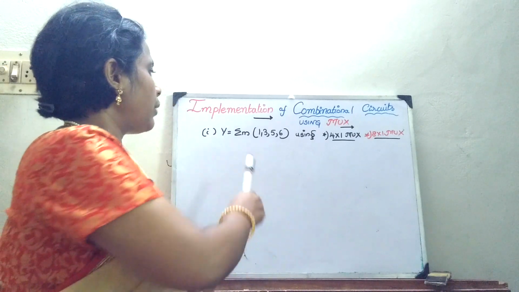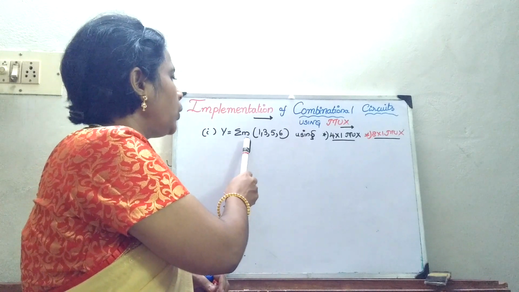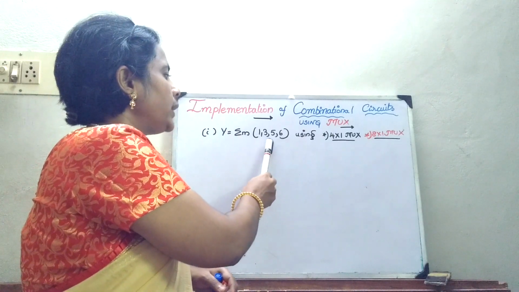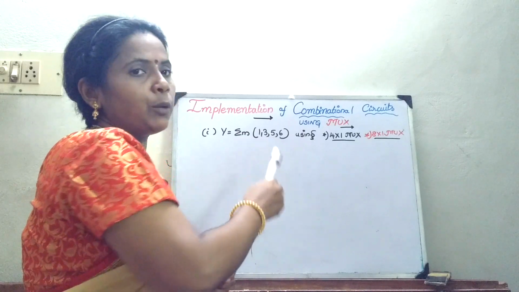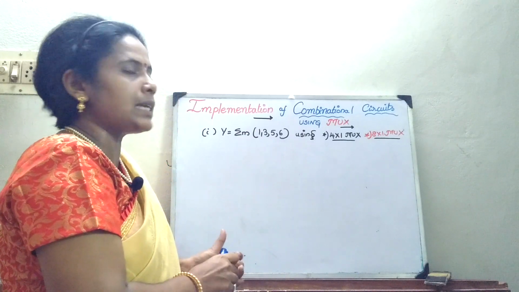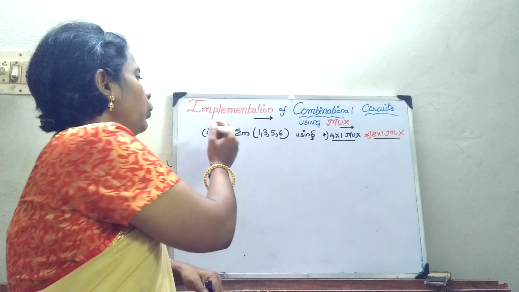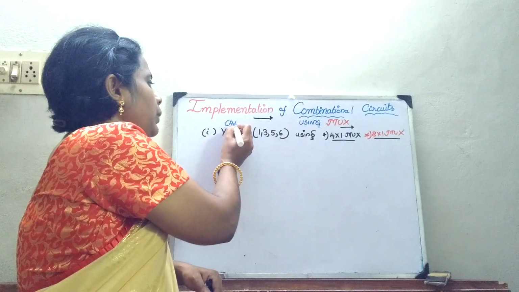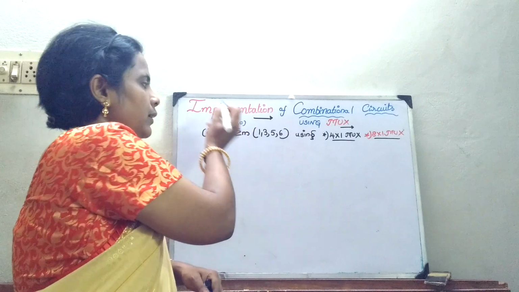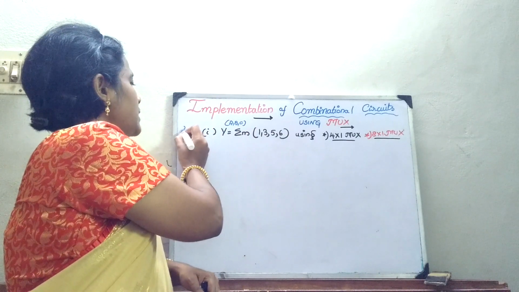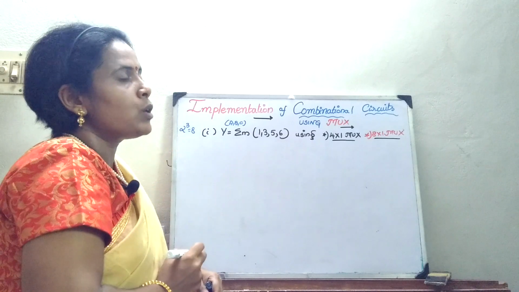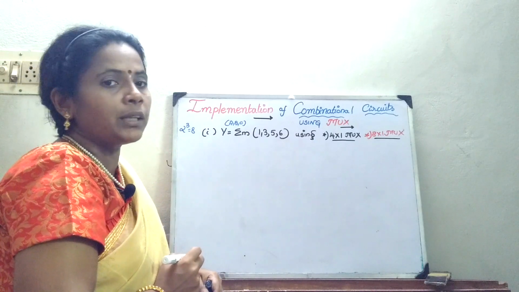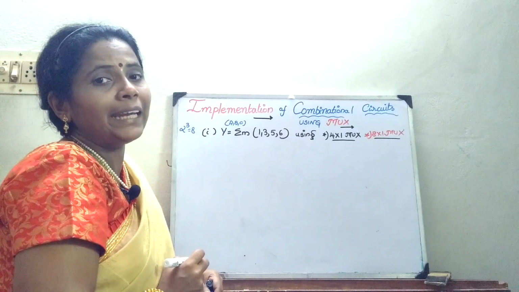First, I have given the function Y is equal to summation m(1, 3, 5, 6). When I say 1, 3, 5, 6, that means on the left hand side you will be having three variables, A, B and C. When I say 2 power 3, it is nothing but 8 combinations.